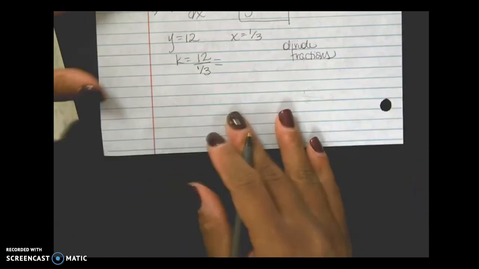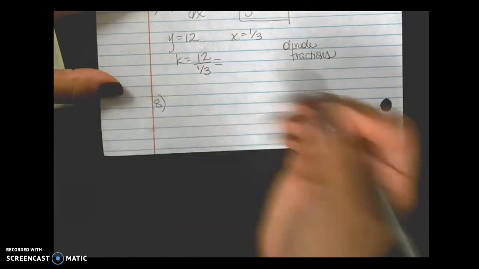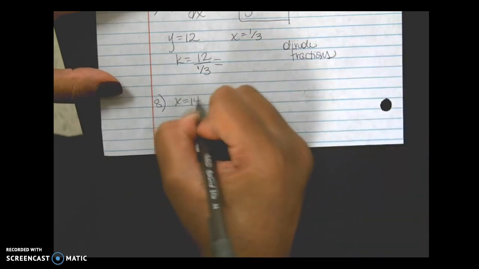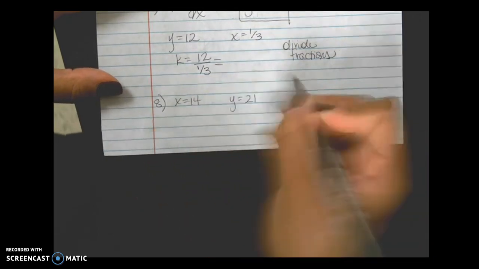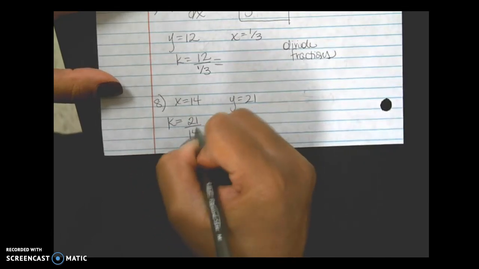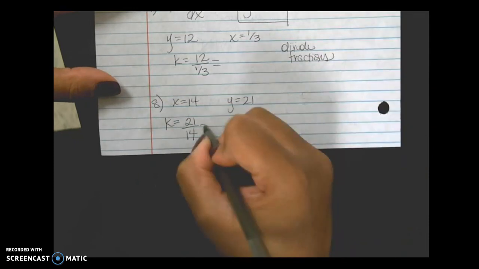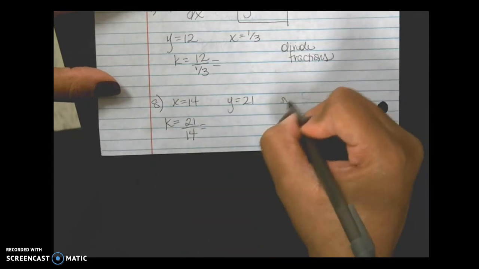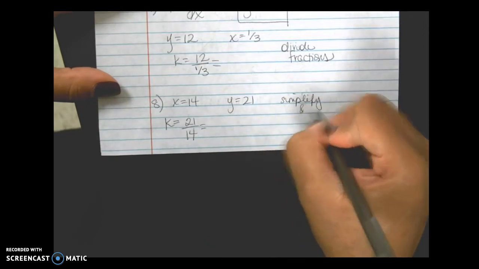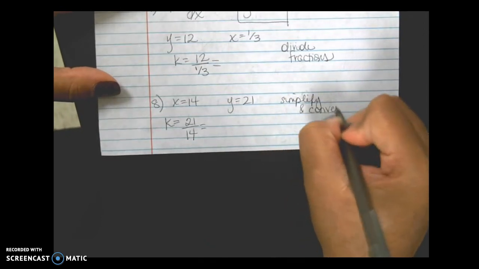Number 8. Same thing. X equals 14, Y equals 21. K equals 21 over 14. Simplify and convert to decimal.